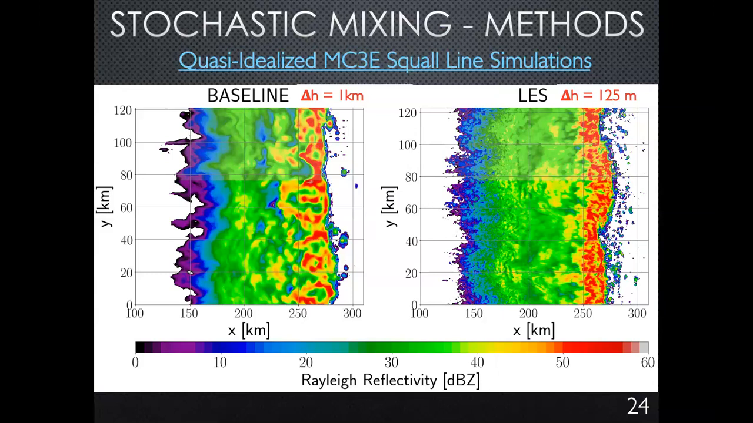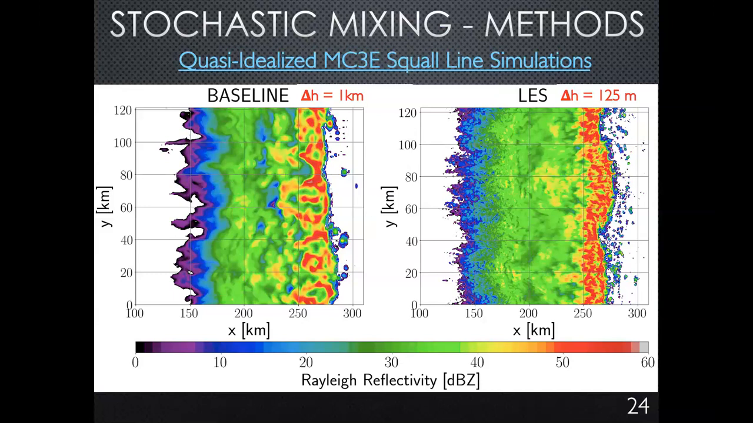I have a baseline simulation here on the left, which uses a horizontal grid spacing of 1 kilometer. And then on the right, what we consider our LES, with a horizontal grid spacing of 125 meters. So we see the convective mode here is a simple and well-studied leading convective line, trailing stratiform region squall line.